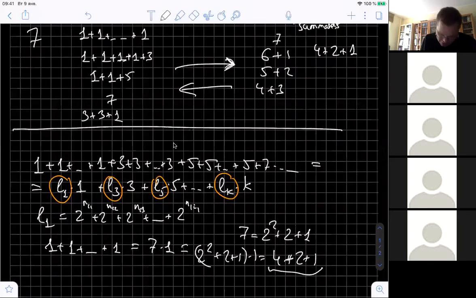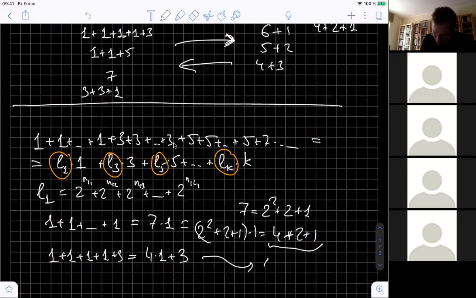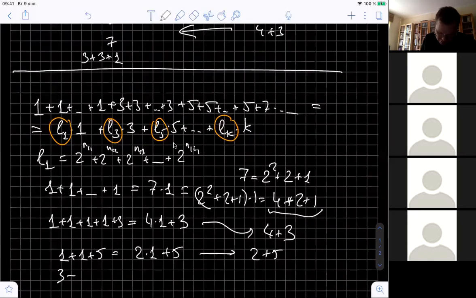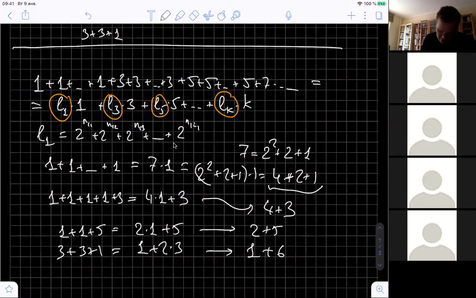For example, if I take 1 plus 1 plus 1 plus 1 plus 3, then I will have 4 ones and just 3, so it will be just 4 plus 3. If I have 1 plus 1 plus 5, it's just 2 times 1 plus 5, so it will be 2 and 5. And 3 plus 3 plus 1 is 1 plus 2 times 3, so it will be 1 plus 6, and 7 goes to 7.